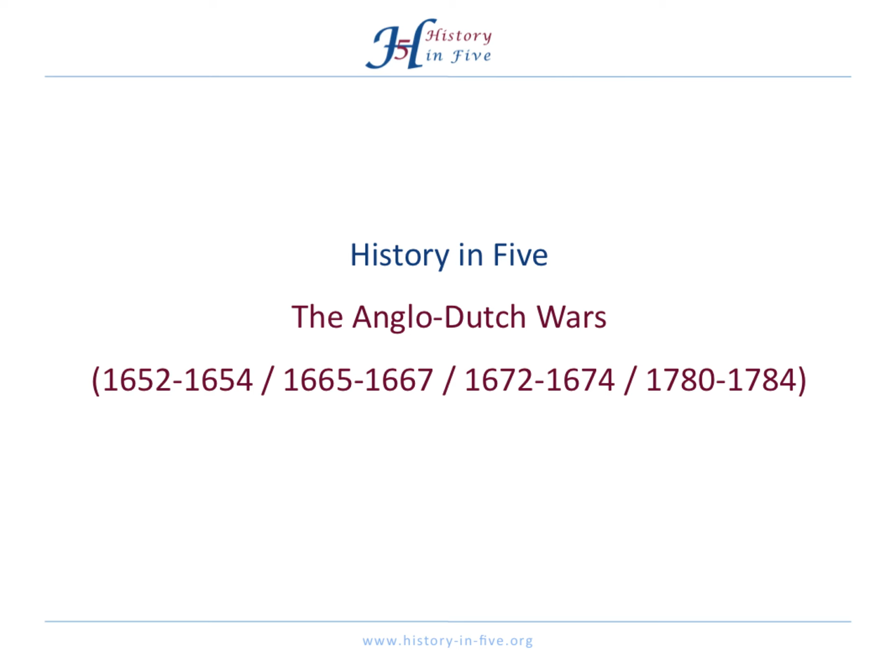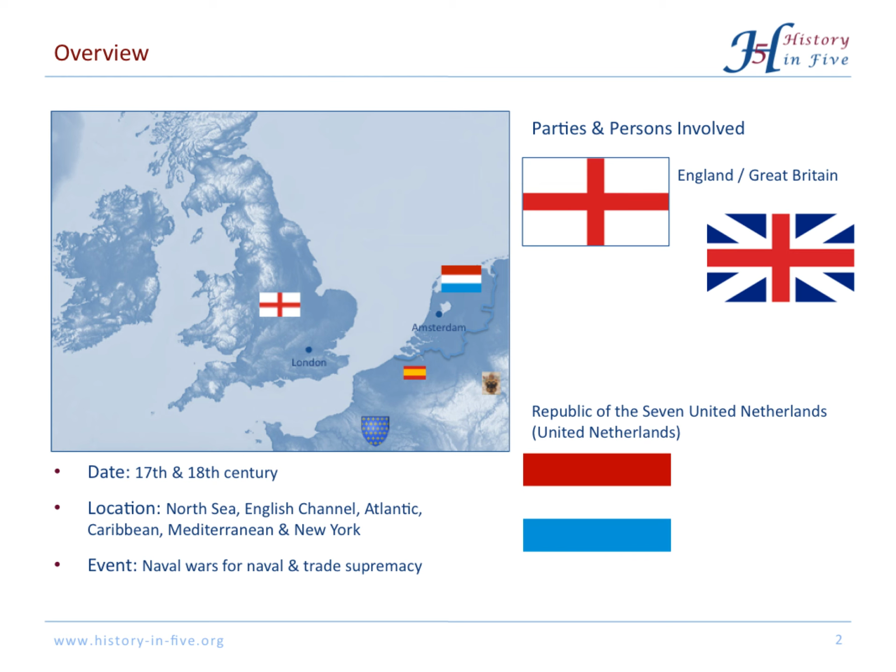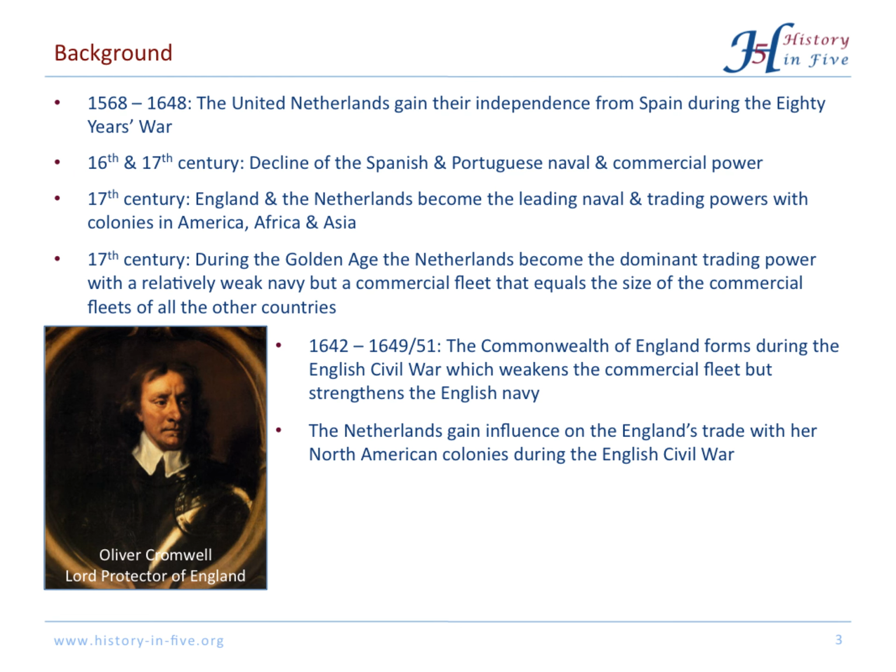This video is about the Anglo-Dutch Wars. The Anglo-Dutch Wars were four military conflicts in the 17th and 18th century. On one side we have England, and the last war then Great Britain. On the other side there are the United Netherlands. Firstly, a look at the situation before the First War.